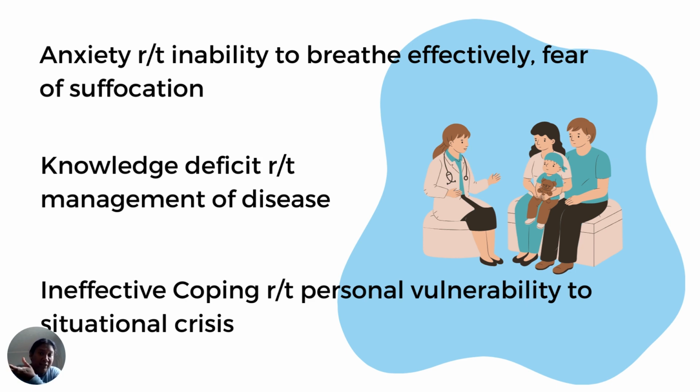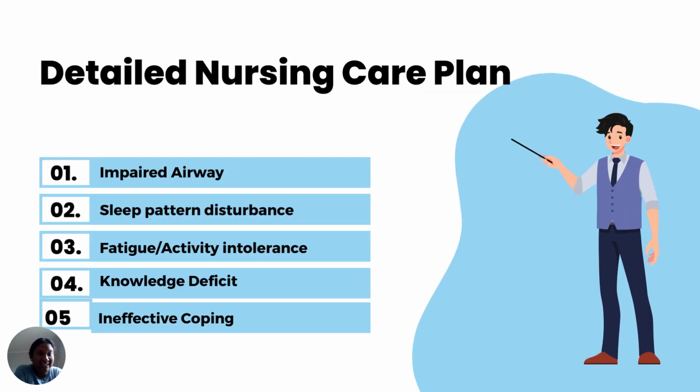So this is, even though I've put this at the end of the slide, as important as the other nursing problems one can encounter in asthma. So that being said, ineffective coping related to vulnerability to the situational crisis would be another nursing diagnosis. So with that, I believe we have discussed all the major or the primary or the common nursing problems one can come across in disease condition called asthma.